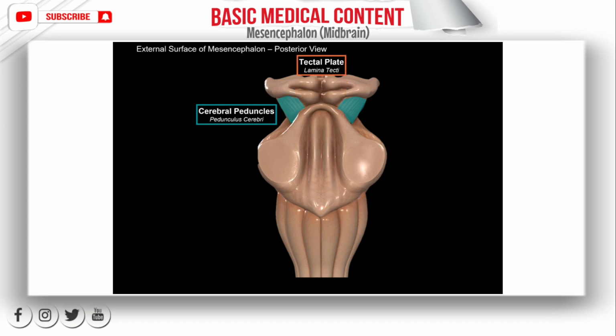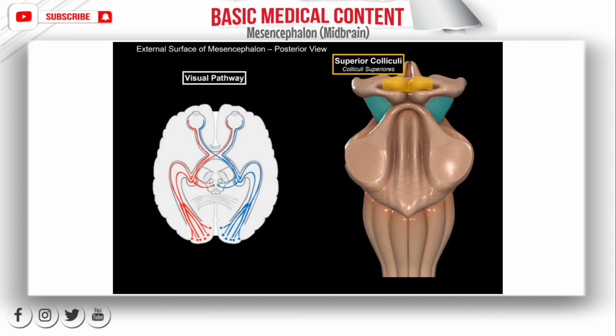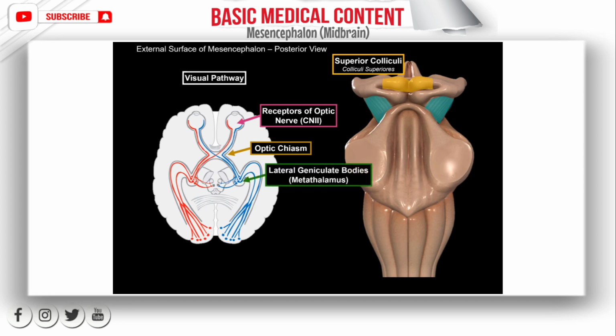You will notice that on the tectal plate, you will find four rounded structures. The upper two are called the superior colliculus, and they are associated with rapid and controlled eye movements. Now, how are they able to do so? To understand that, we need to go through the visual pathway. Within the retina of your eyes, you have receptors for the second cranial nerve, the optic nerve. These fibers of the optic nerve will go back, and then half of the fibers will cross to form the optic chiasm. After that, they will synapse with the lateral geniculate bodies, which are the metathalamus.